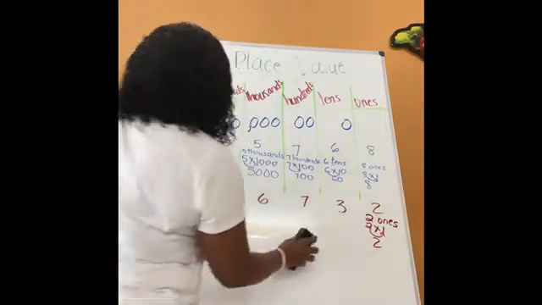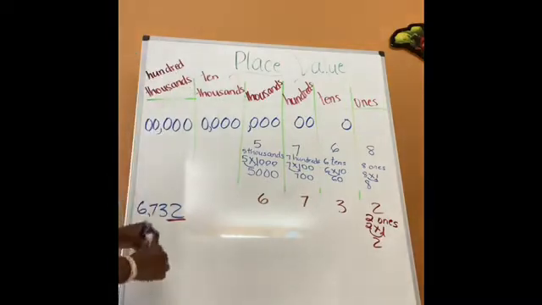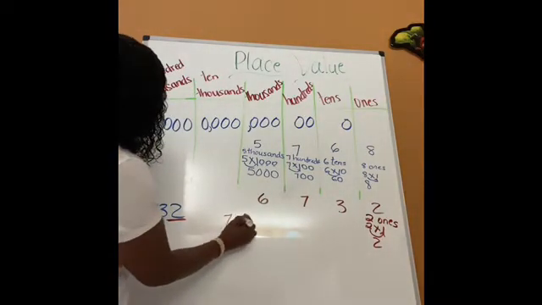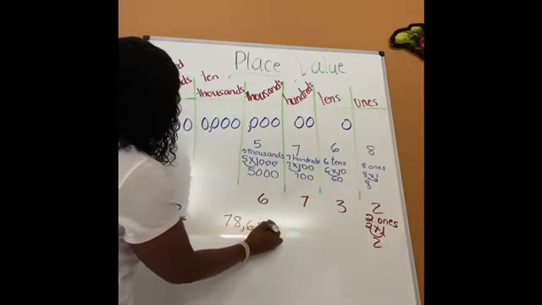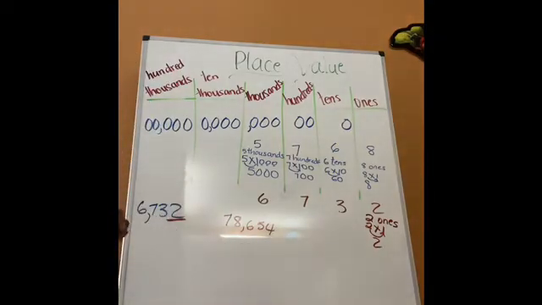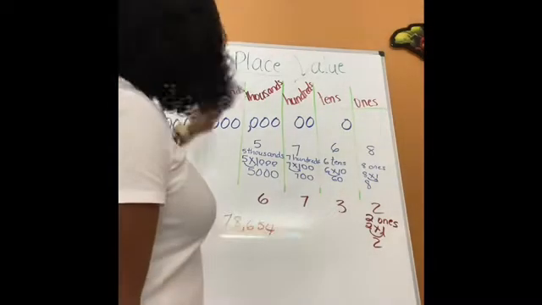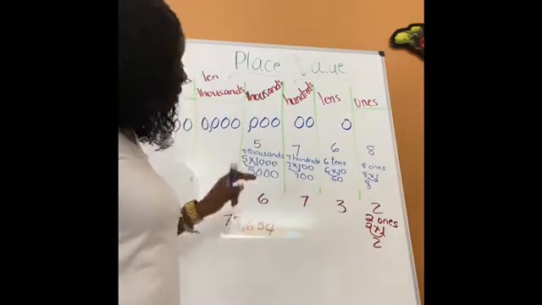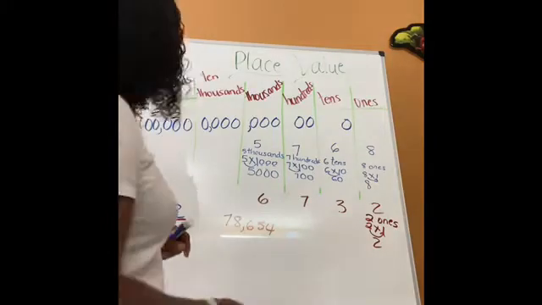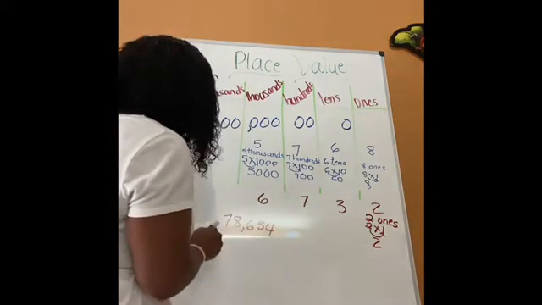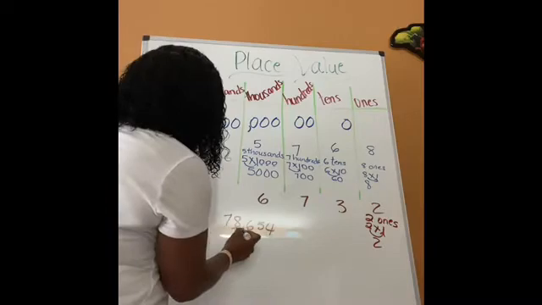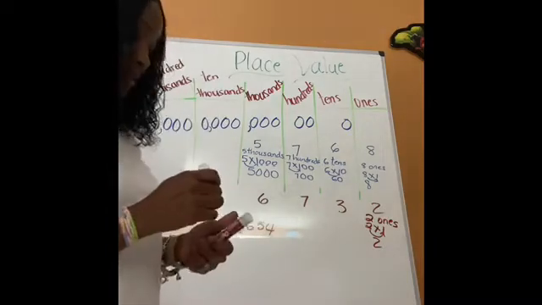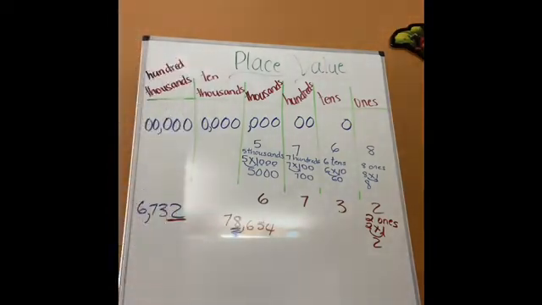Now it's your time to try one. 7, 8, 6, 5, 4. You probably need to draw your chart and then put these digits on, and you're going to tell me what is the value of the 8. What is the value of the 8? Let's go. 7, 8, 6, 5, 4. Put it on your chart.